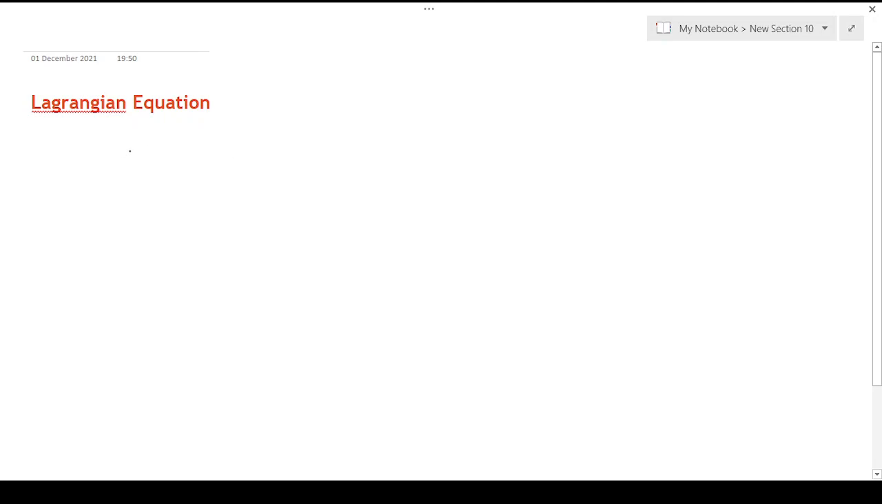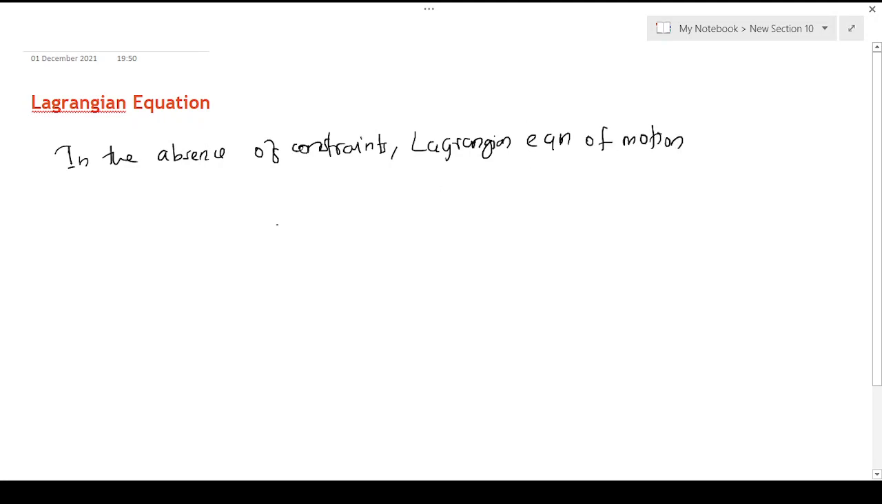In the absence of a constraint, the Lagrangian equation actually represents the Lagrangian equation of motion. We represent it like this: d by dt of dou L by dou qi dot, minus dou L by dou qi, which is equal to 0. This is how we represent it.